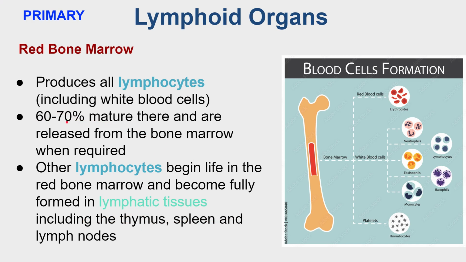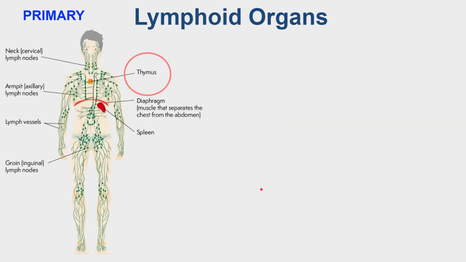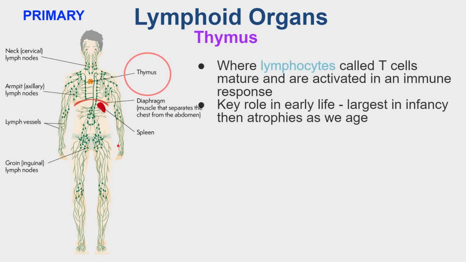So we'll say that 60 to 70% hang in the red bone marrow, and 30 to 40% migrate to these other places, and that's where they mature and grow up until they're ready to be used. All right, let's take a look at one of those places.